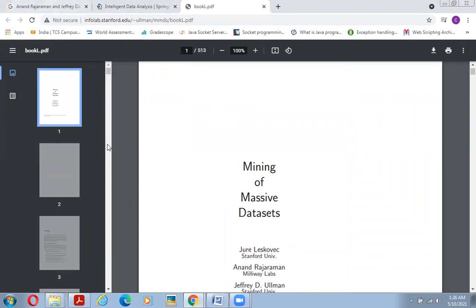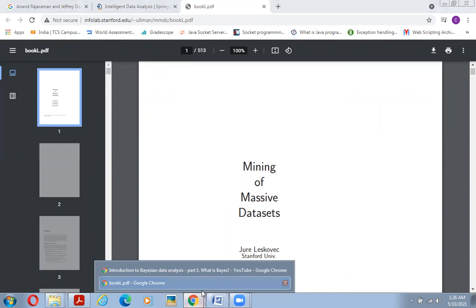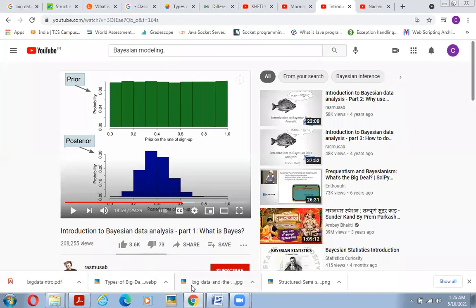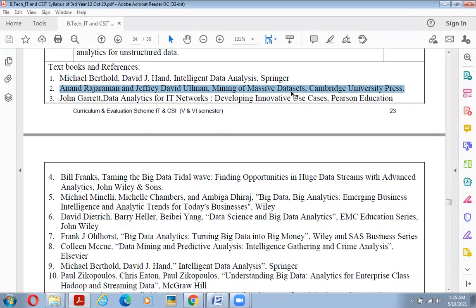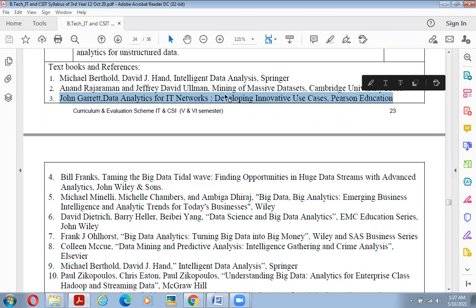See, I'm going to show you all this so you understand how to go through this book's introduction. Then we have John Garrett, Data Analytics for IT Networks. Understand this book as well.